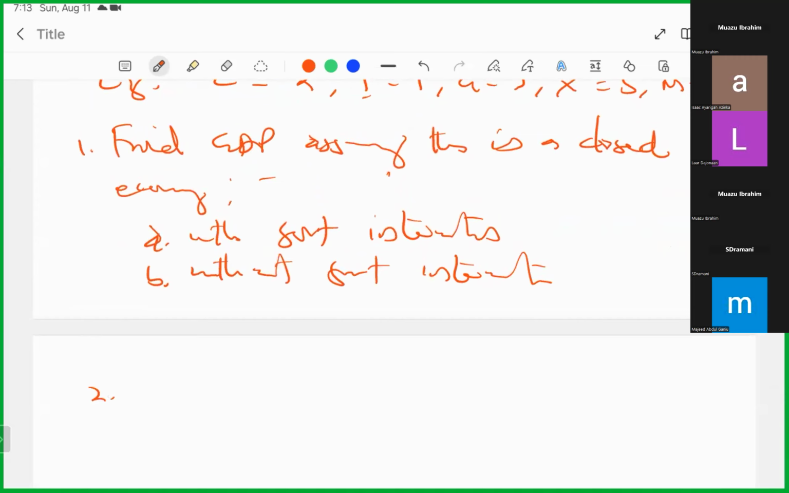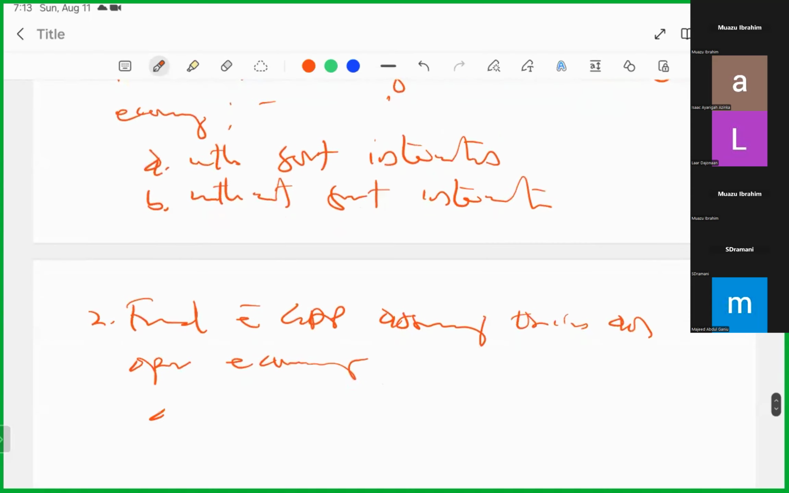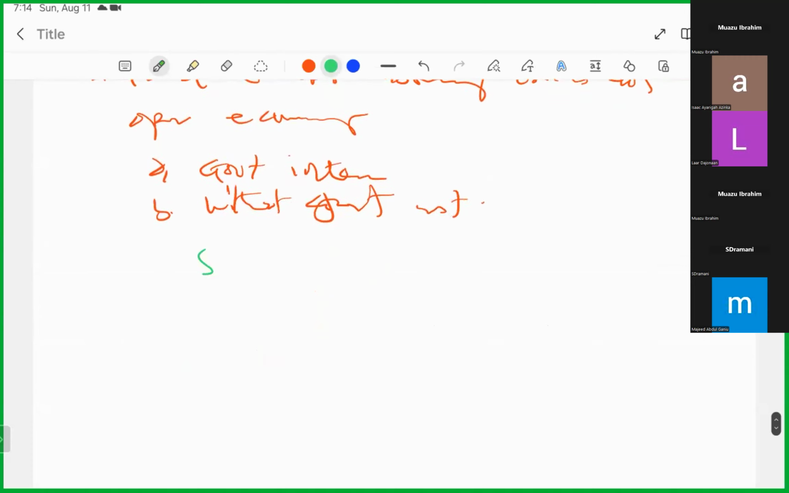So let's say the second one is: find the GDP, assuming this is an open economy. A, with government intervention, and then B, without government intervention.